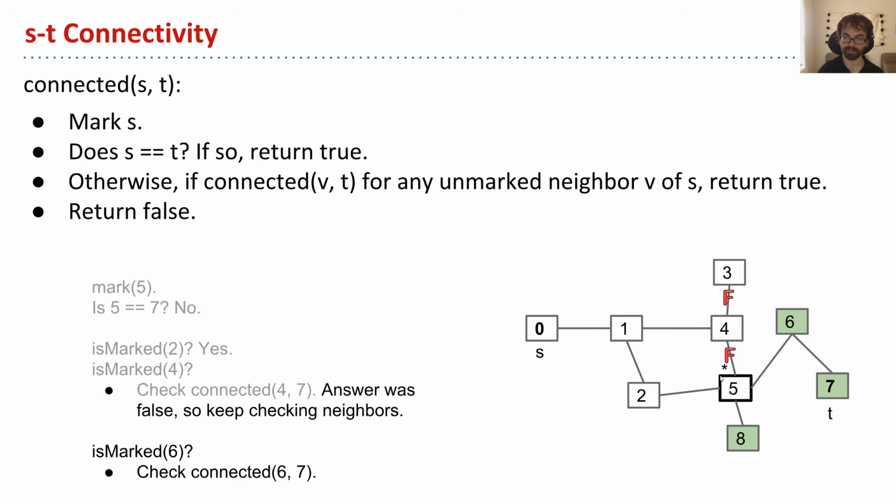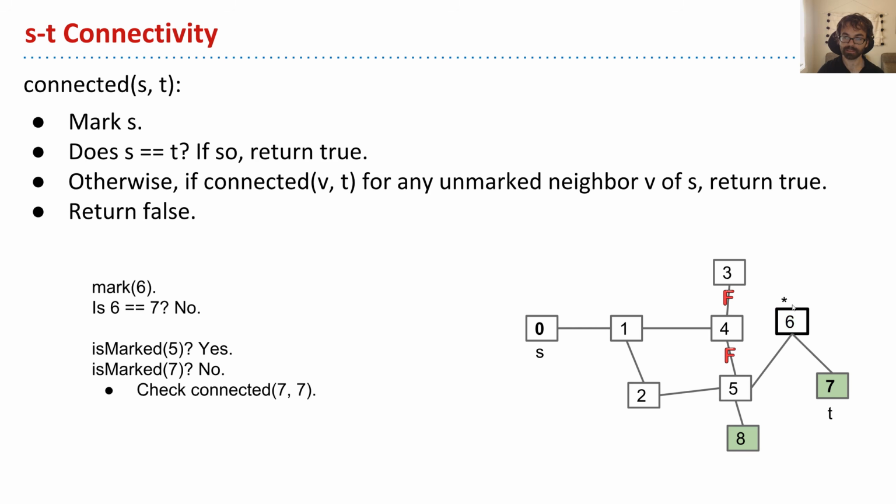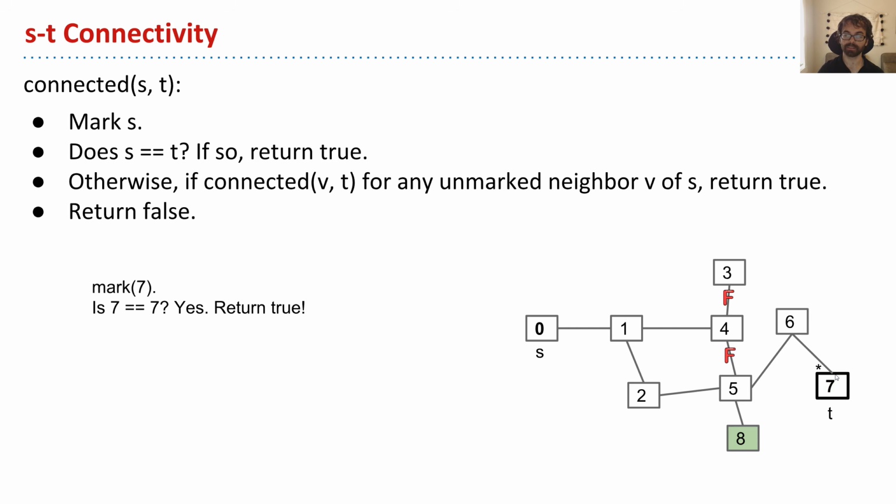Okay, we're back to 5. So we've explored everything over here. 2 was already marked. So now we need to check 6. So we go to 6. It is not marked. We say, is 6 equal to 7? No. 6 looks back at 5. Already marked, so don't go there. Then looks at 7. So we're going to check whether 7 is connected to 7. Well, finally we found our base case. The answer is yes, it is connected to itself.